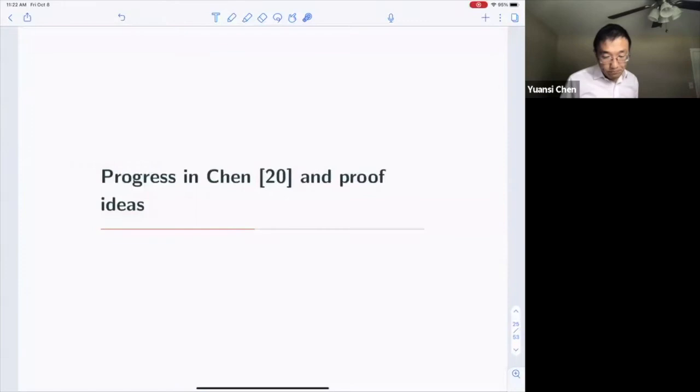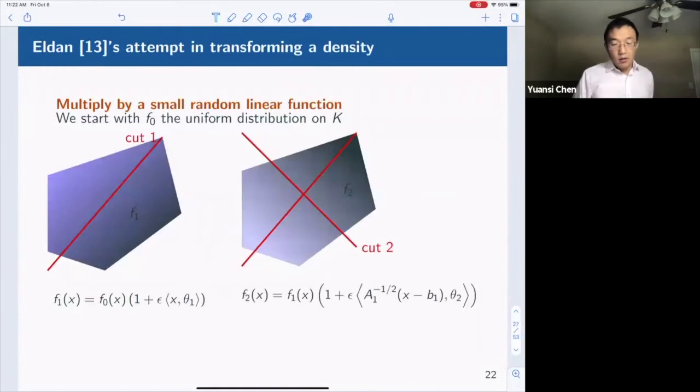Okay, let's get into a little more detail and discuss what our proof idea is in the 2020 paper. The key idea started with Eldan's 2013 paper, where you don't try to prove the isoperimetric inequality directly on the original density. You want to transform it, gradually, by multiplying it with some random linear function. In this picture, you start with some uniform distribution over a convex set, and then the first step you will do f_0(x) times (1 plus epsilon x transpose theta_1).